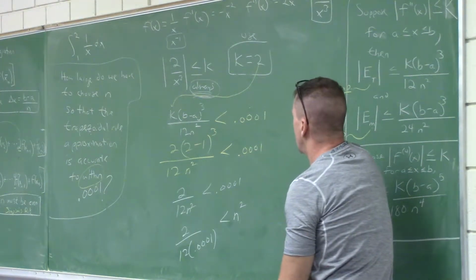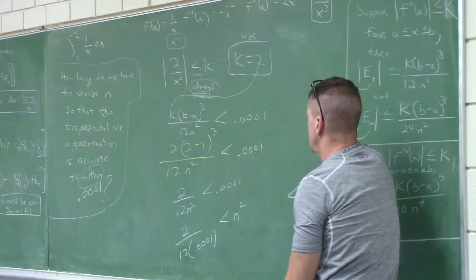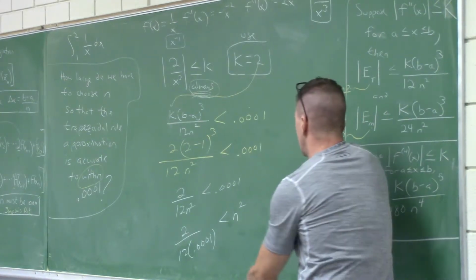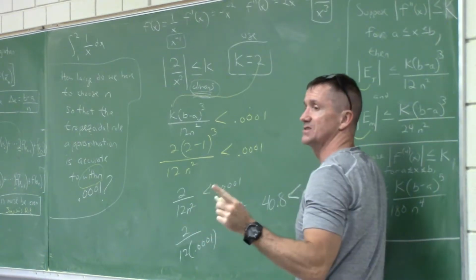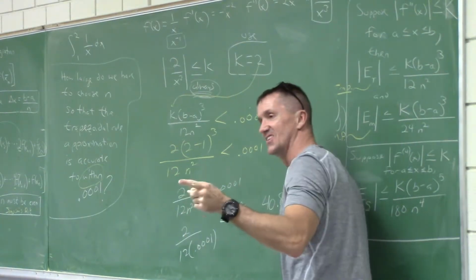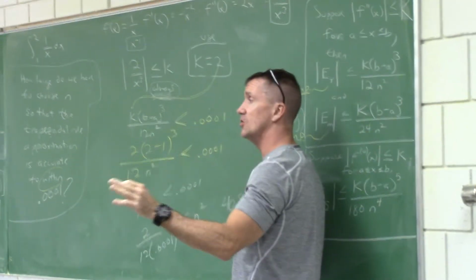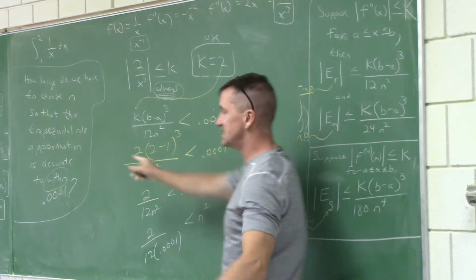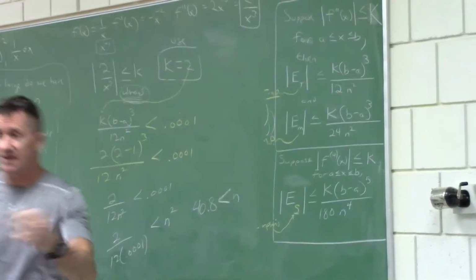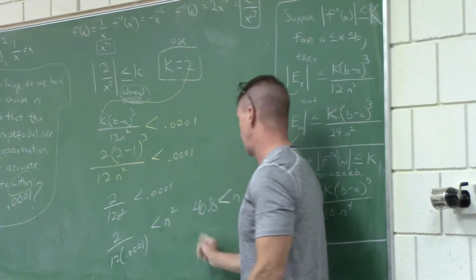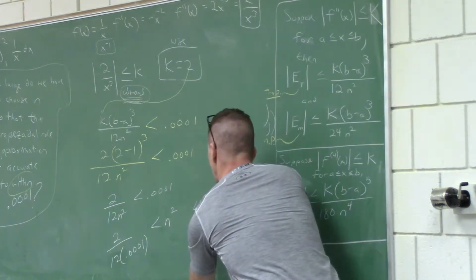Hey, what do y'all get? 40.824. Now, how should I answer this question? So Armando, I want to make this an integer, but I want to use the next closest integer I can. Keep in mind, trapezoidal rule can be odd. The only one that has to be even is Simpson's. So trapezoidal rule can be odd. What will I use? 41. This is the answer to the problem.